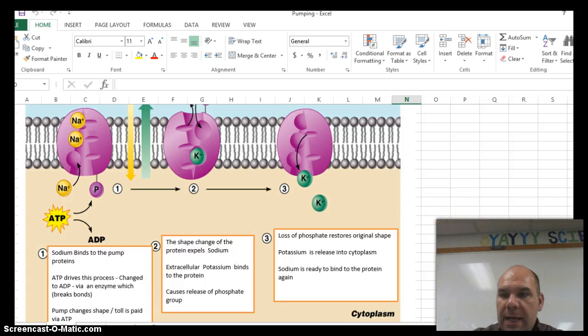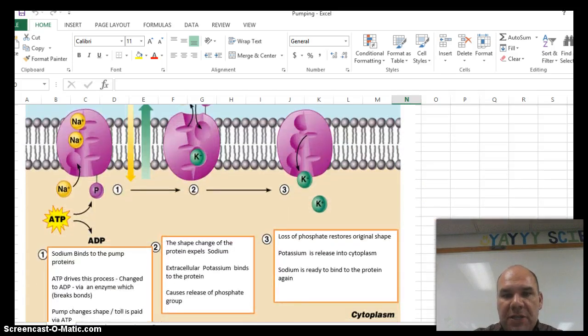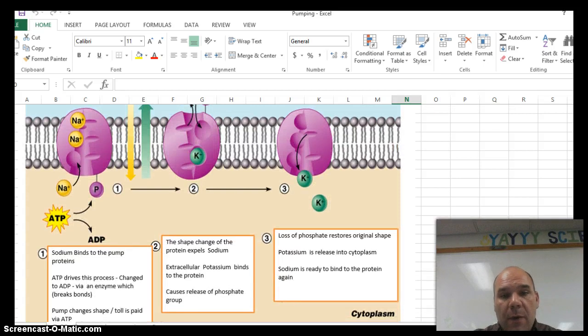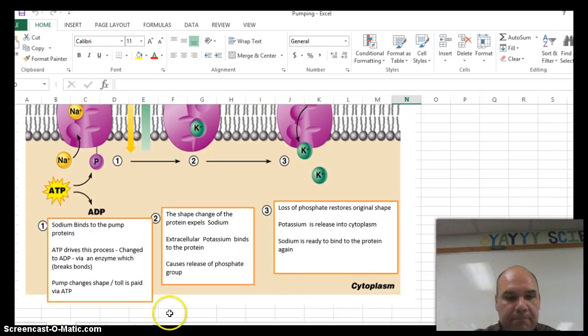We know the next component here to the right, you can see the relationships that are now occurring. We have potassium that still is involved with that protein, and the loss of that phosphate restores the protein in the pump to the original shape. And once that occurs, the bottom portion, as you can see here, opens up, and that potassium component is released back into the cell, into the cytoplasm. And from this point on, sodium once again is ready to bind to the protein again and start the process all over again.